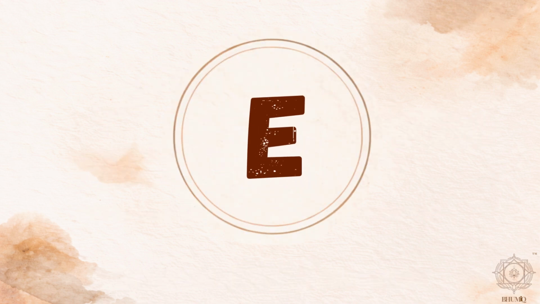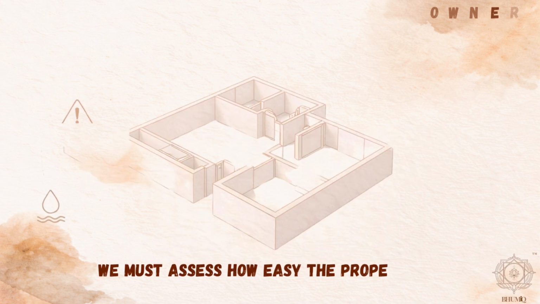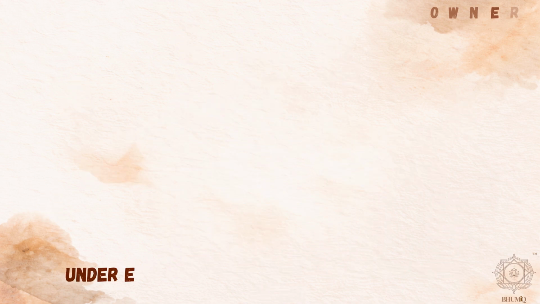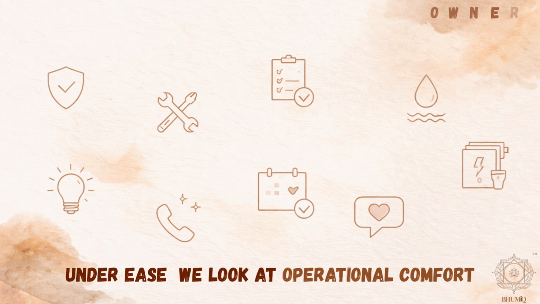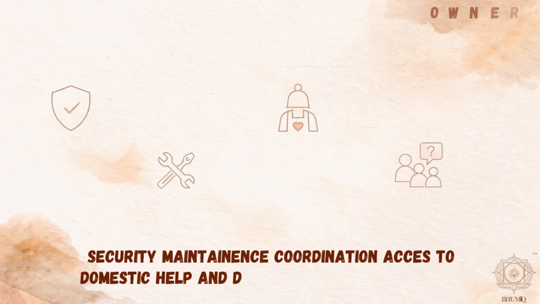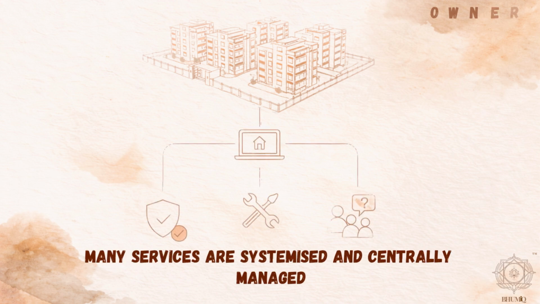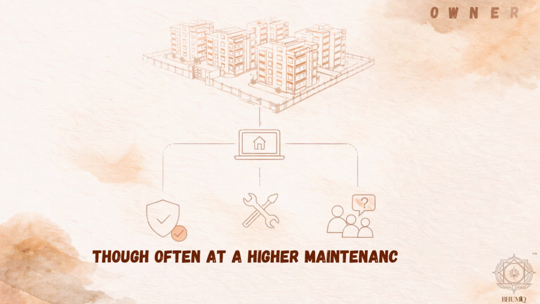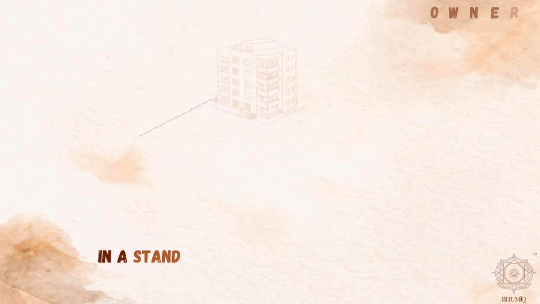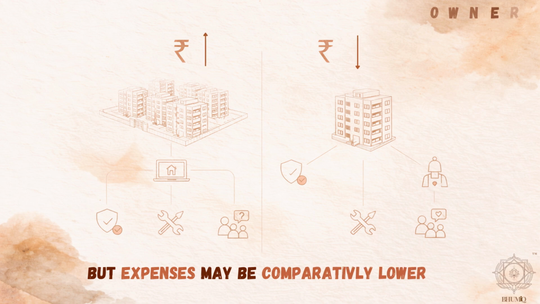E. Ease. Ownership also comes with responsibility. After evaluating ownership, wealth, and neighborhood, we must assess how easy the property is to manage. Under ease, we look at operational comfort, security, maintenance coordination, access to domestic help, and day-to-day support systems. In a large gated community, many services are systemized and centrally managed, though often at a higher maintenance cost. In a standalone apartment, you may need to coordinate services individually, but expenses may be comparatively lower.